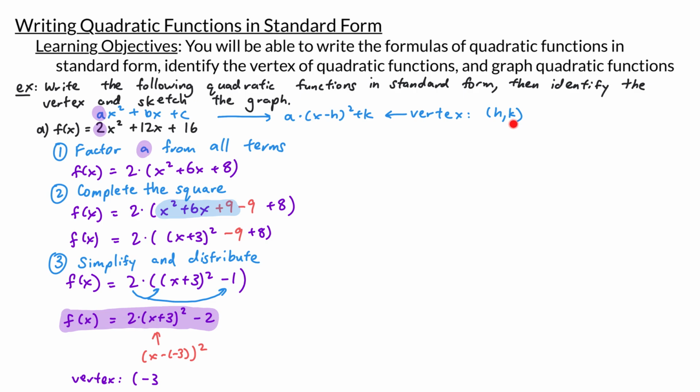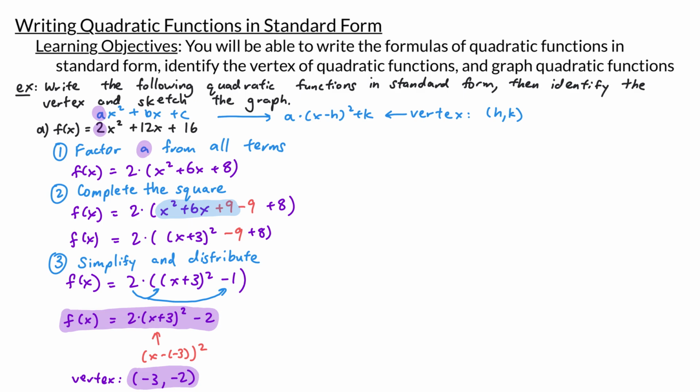The y-coordinate of the vertex is just the number at the end. In this case, the number at the end is negative 2. So our vertex is (negative 3, negative 2). So once your quadratic function is in standard form, if you want to find the x-coordinate of the vertex, you want to look at the number that's with the x inside the square and flip the sign. Here we had x plus 3, flipping the sign, we get negative 3. And for the y-coordinate of the vertex, all we have to do is take the number that's at the end.